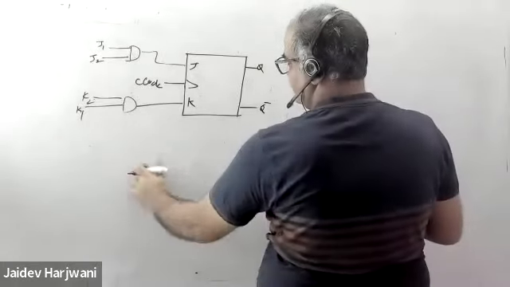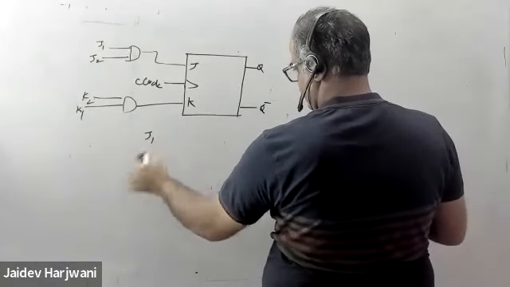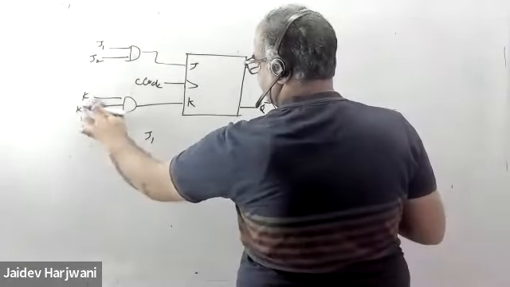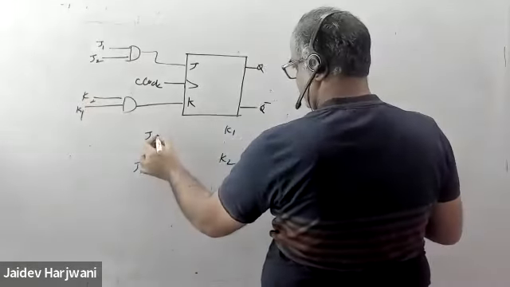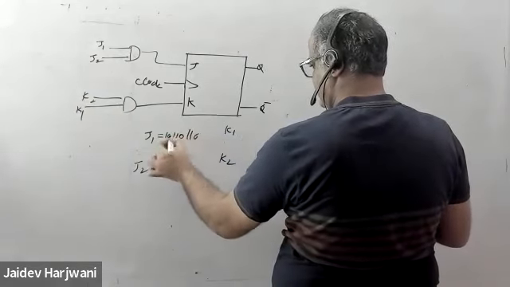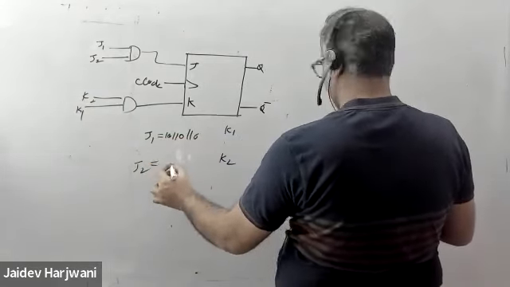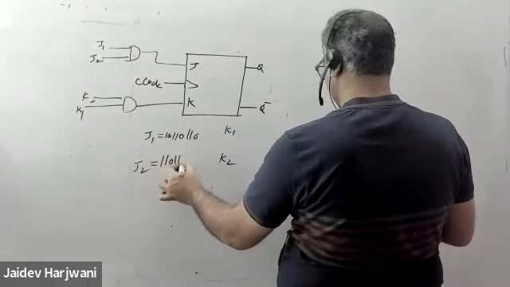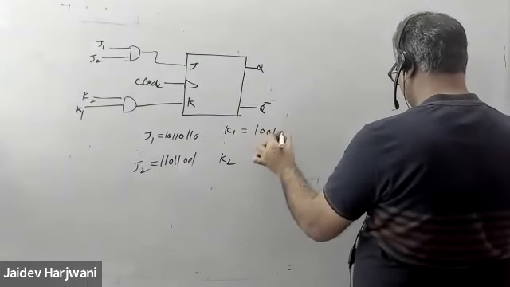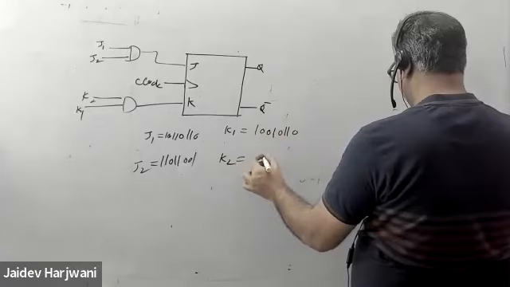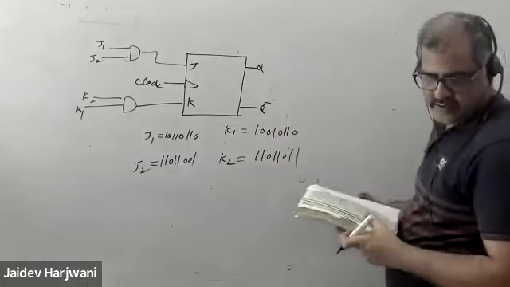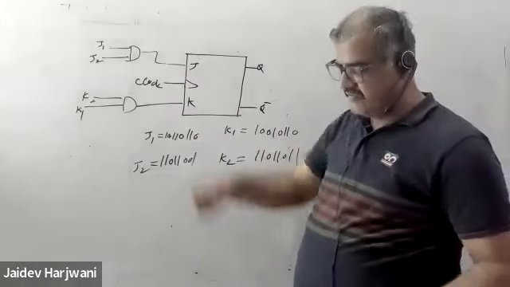they are given the values of J1, J2 and K1, K2. Okay, the sequence they have given. So the J1 sequence is 1 0 1 1 0 1 1 0. Okay, the J2 sequence is 1 1 0 1 1 0 0 1. The K1 sequence is 1 0 0 1 0 1 1 0. The K2 sequence is 1 1 0 1 1 0 1 1. Okay, so इस sequence के अंदर we are giving input J1 J2.